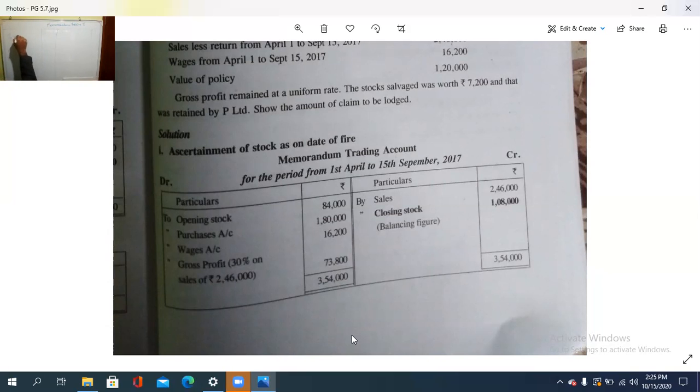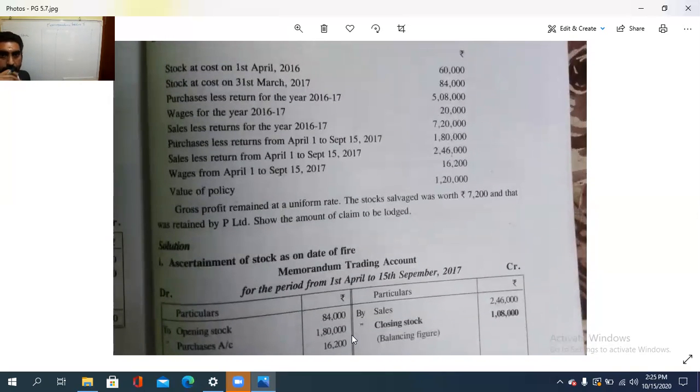So, to opening stock, how much? Stock as on 31st March. This is when it used to be 1st April to 15th September 2017, so only 2017 items are to be taken. So stock as on 31st March, that is to be the 1st April figure. Okay. So 31st March 2017, 84,000.